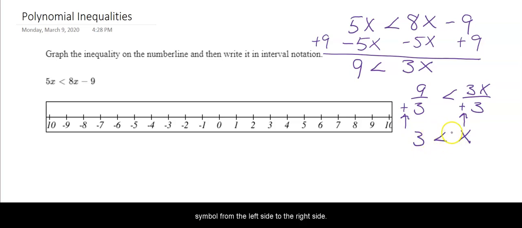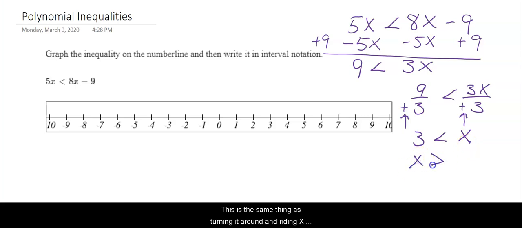Remember that you read this symbol from the left side to the right side. When you encounter the little end first, it's less than. If you encounter the wider end first, it's greater than. This is the same thing as turning it around and writing x is greater than 3. In both cases, the small end of the symbol is closest to the 3, and the wide end of the symbol is closest to the variable x. This means that 3 is on the left side, and the unknown or the variable is on the right side.